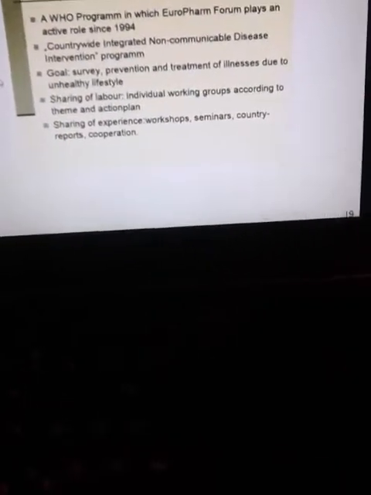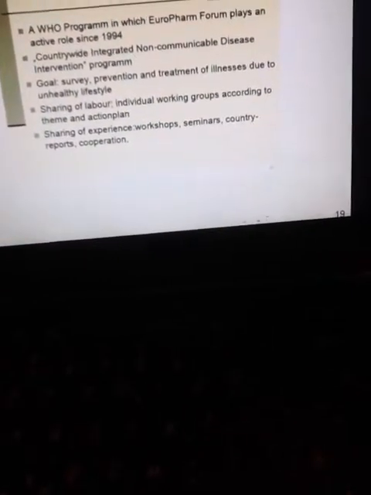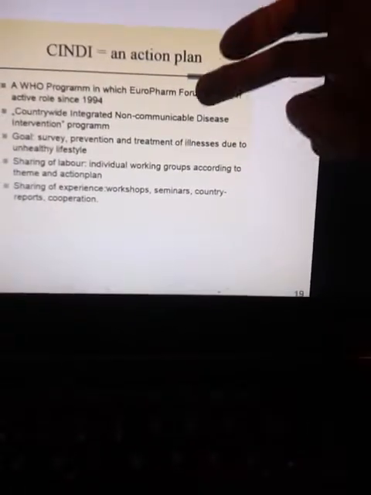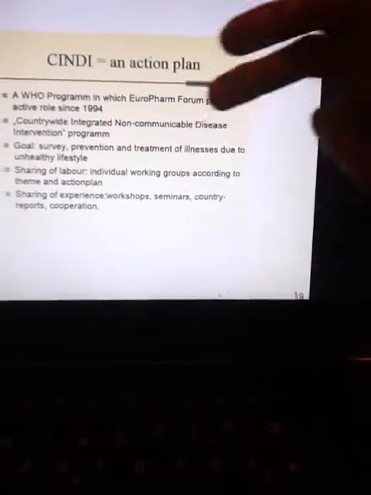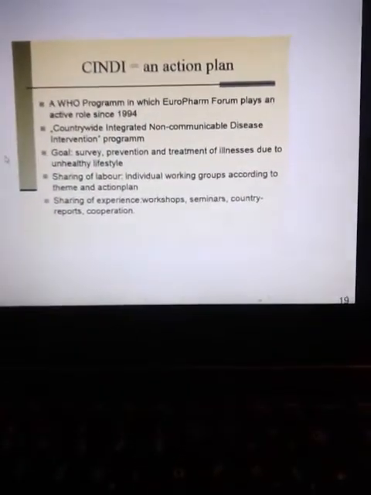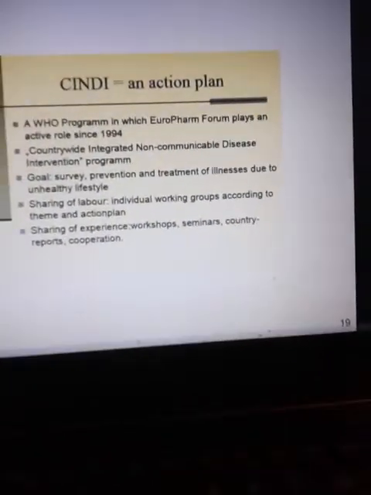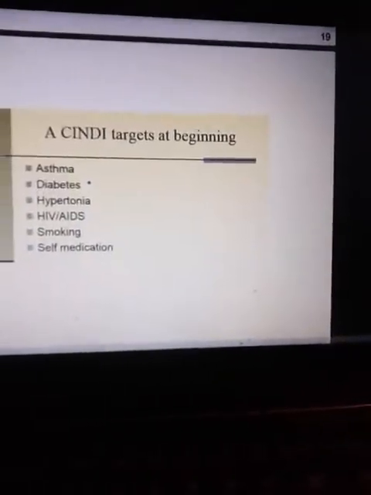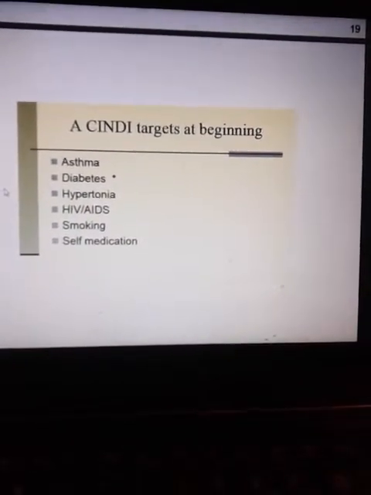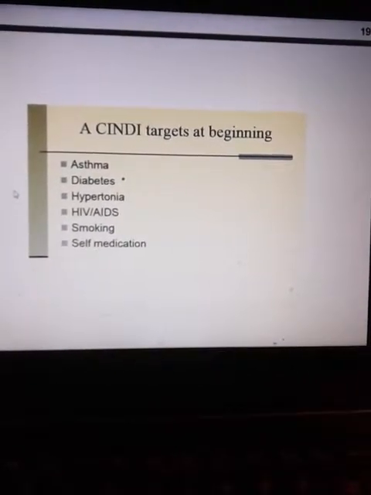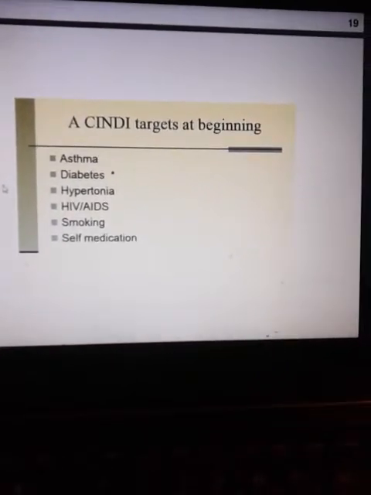Okay, what are these? Syndicates, or Cindy, is an action plan for individual working, plan for prevention, survey and treatment of the disease, and plan for sharing of experience workshop seminar country report and cooperation. This is Cindy. Okay? A Cindy targets at beginning asthma, diabetes, hypertonia, HIV, AIDS, smoking, self-medication.